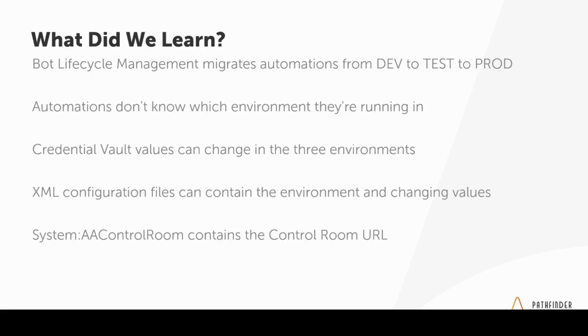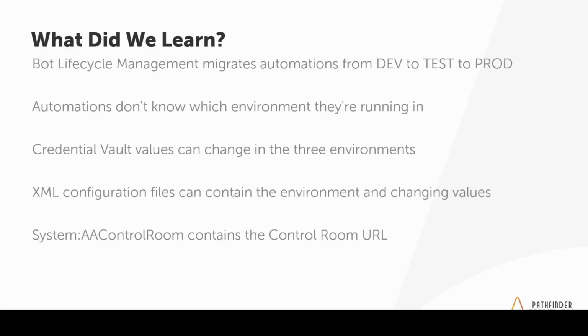Now, another way of doing this would be to have your administrators set up a global value. And that global value could contain that environment name that you're in. Now, setting that value to dev, test, or prod makes for an easy way to determine the environment the automation is running in, but it doesn't solve the problem of any credential values changing.